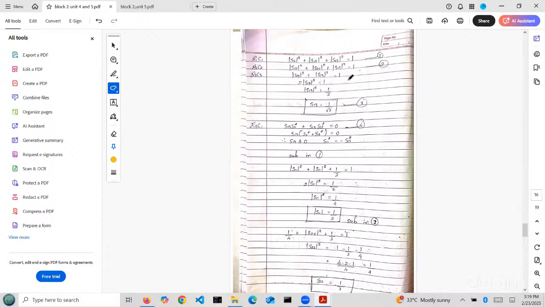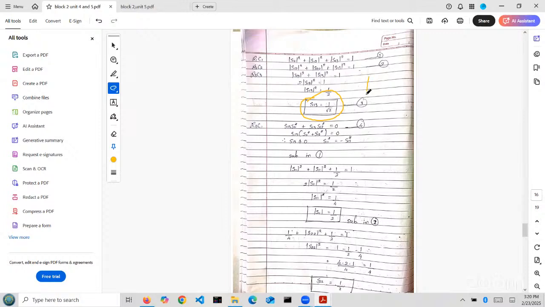From the third equation, S13 square plus S13 square equal to 1. What does it mean? 1 plus 1 is 2 times S13 square equal to 1. From that, I am writing the S13 value. What is the value of S13 we are getting? S13 equal to 1 by root 2. Keep this just beside. Next, I am doing another multiplication.